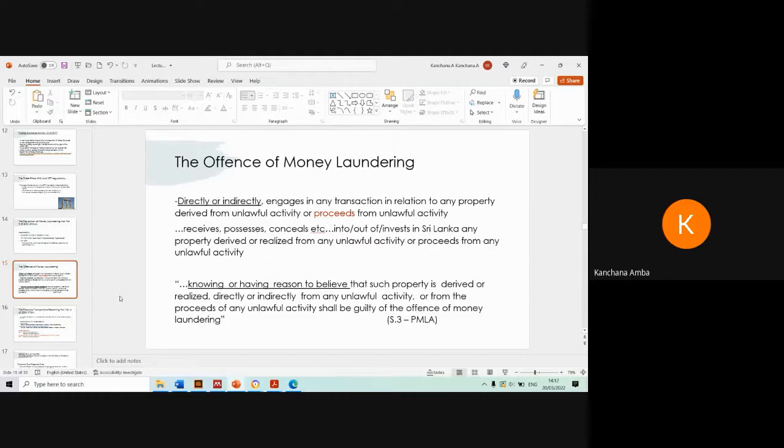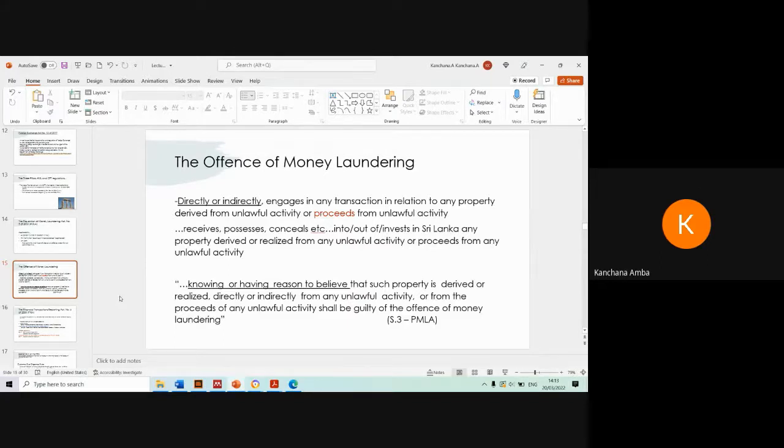So, what are the offenses of money laundering? Where a person or an institution directly or indirectly engages in a transaction in relation to any property derived from unlawful activity or proceeds from an unlawful activity, right? Receives, possesses, conceals, etc., into, out of, or invests in Sri Lanka. So always, right? It can go out, it can come in, whichever way it is. Any property derived or realized from an unlawful activity, right?